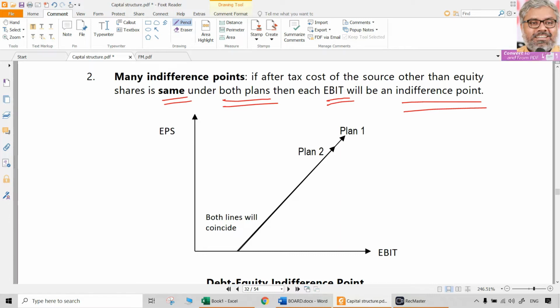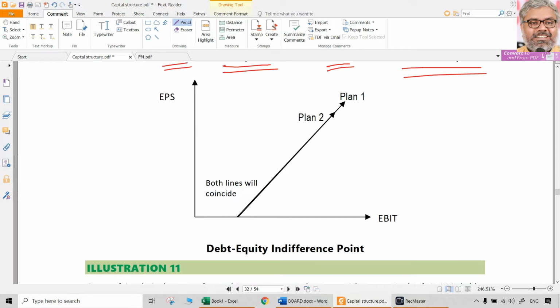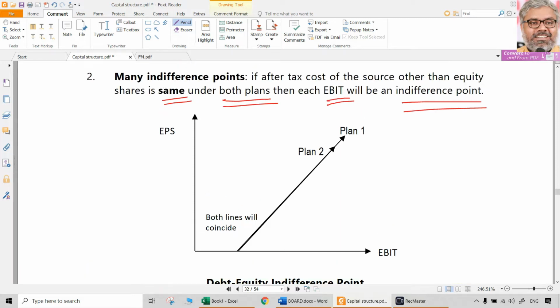If the after-tax cost of the sources other than equity shares is the same, then any EBIT will be the indifference point. That means there also we cannot have any one particular indifference point, because these two lines of plan 2 and plan 1 are coinciding.